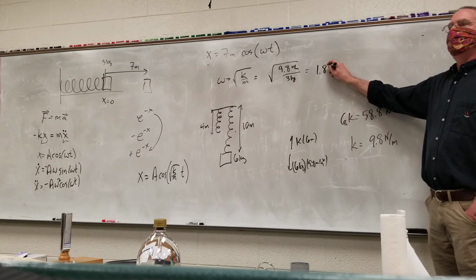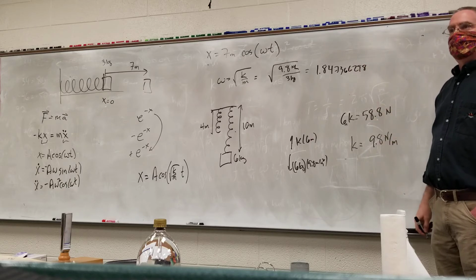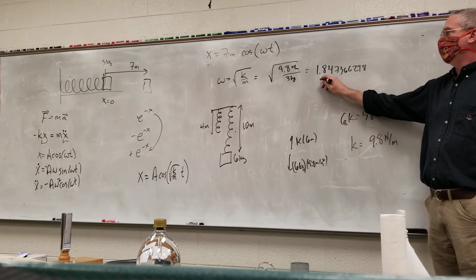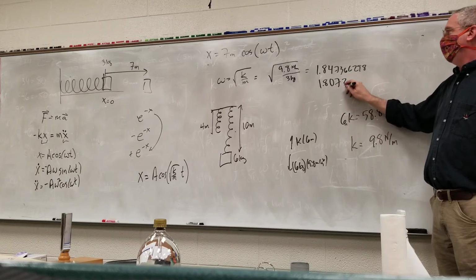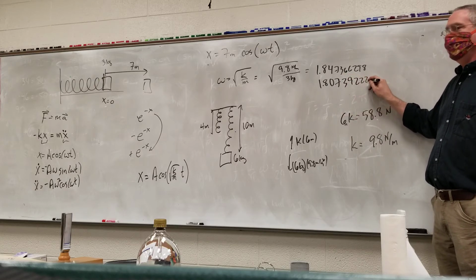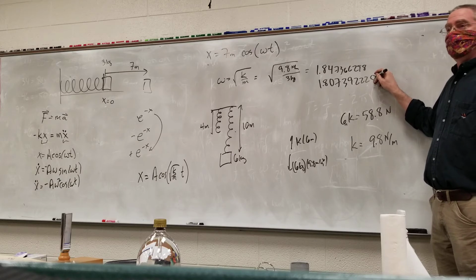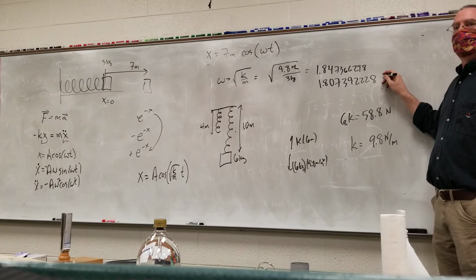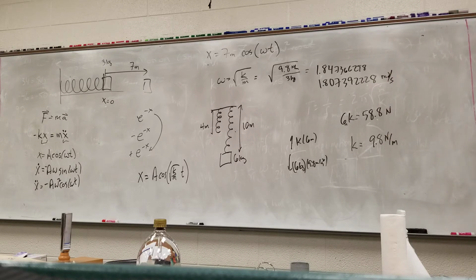1.847366298. And the real answer is 1.807392228. You usually don't have to go out that far, but sure. What's missing? Radians per second. Yes. I got some of the numbers right.